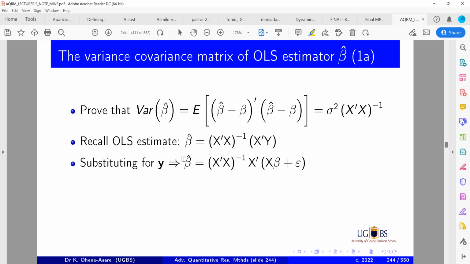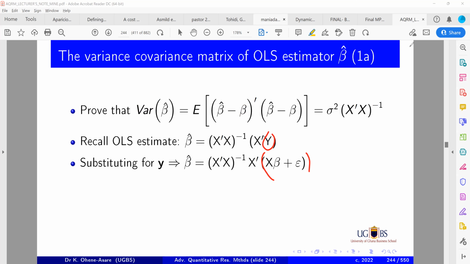Now, if we substitute for y, whatever y is, follow me here. Y, as we know it, this y alone is the whole of this. So what we did is substitute that y, which is X beta plus the epsilon, into it. And now that you've substituted, you can expand.